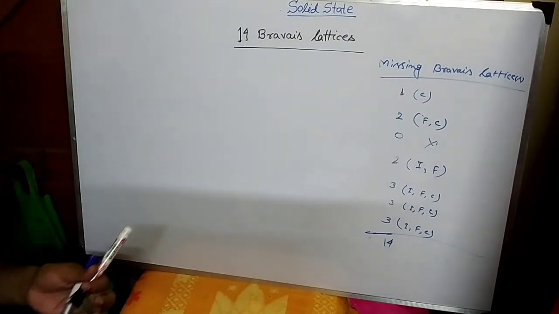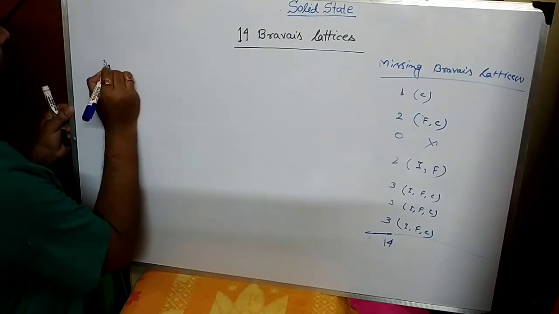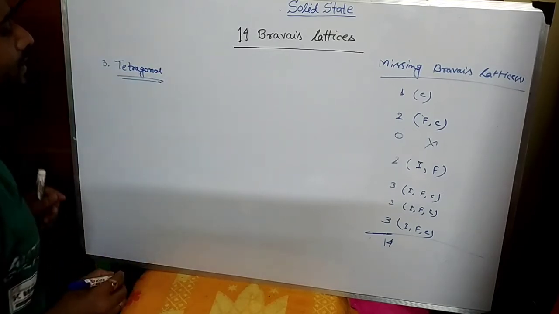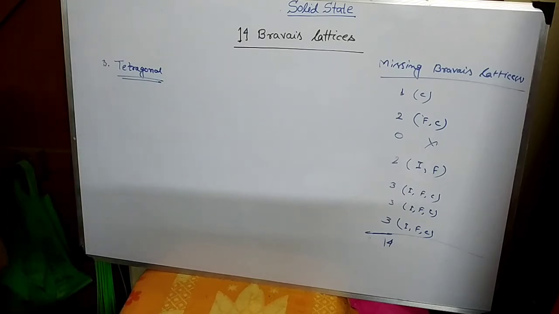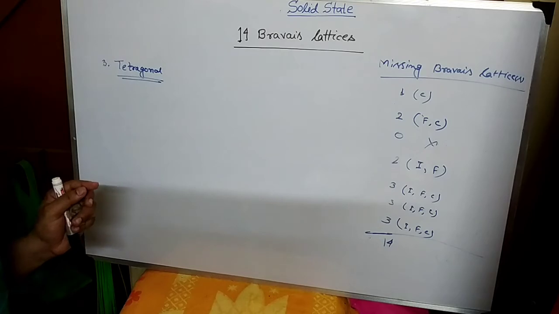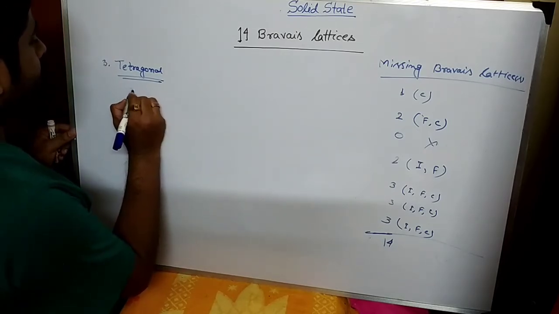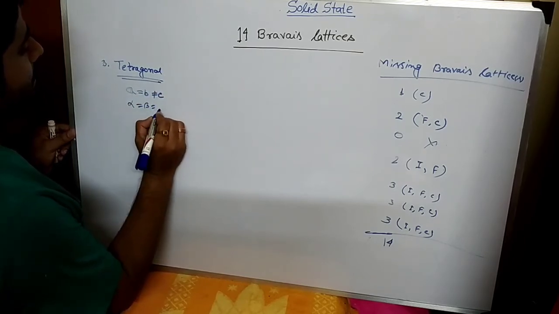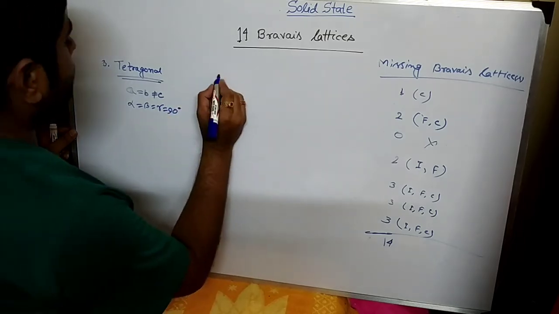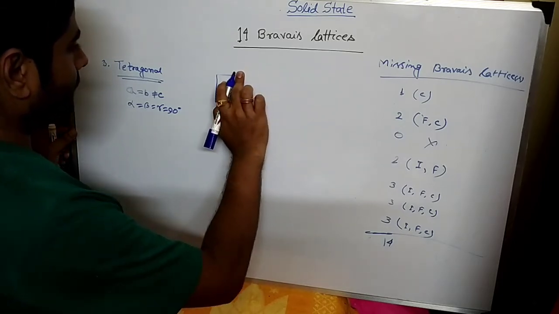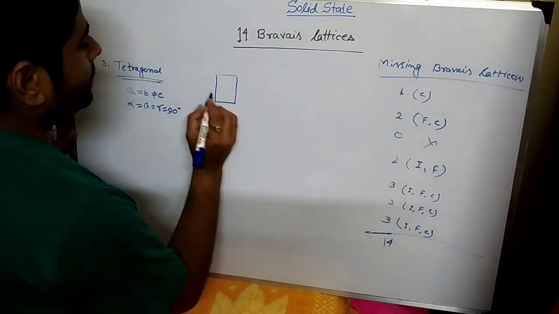এবার আমরা ধরে নিলাম টেট্রাগোনাল সিস্টেম। তাহলে টেট্রাগোনাল সিস্টেম আমার কি কি অ্যাবসেন্ট আছে? টেট্রাগোনাল সিস্টেম আমার অ্যাবসেন্ট আছে ফেস সেন্টার এবং এন্ড সেন্টার। তাহলে টেট্রাগোনাল সিস্টেমের ক্ষেত্রে আমরা একটা দেখে নিই। টেট্রাগোনাল সিস্টেমের ক্ষেত্রে কন্ডিশনটা কি আছে? টেট্রাগোনাল সিস্টেমের কন্ডিশন আছে a equals b not equals c, alpha, beta, gamma 90 degree. তাহলে সেই রকম অনুযায়ী as per these conditions I am trying to draw a lattice system.